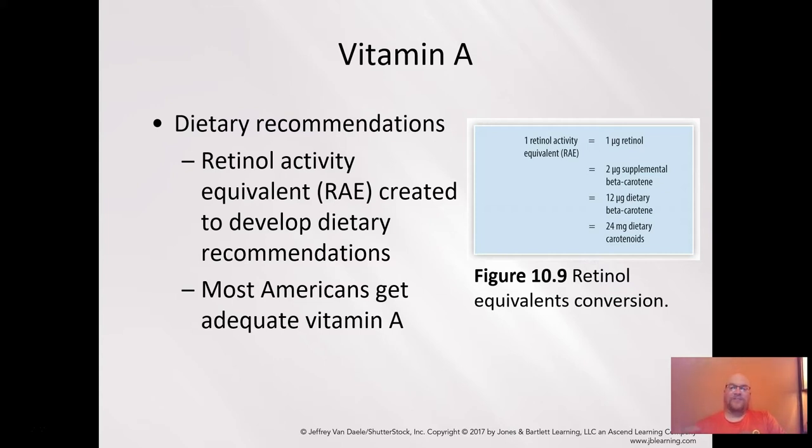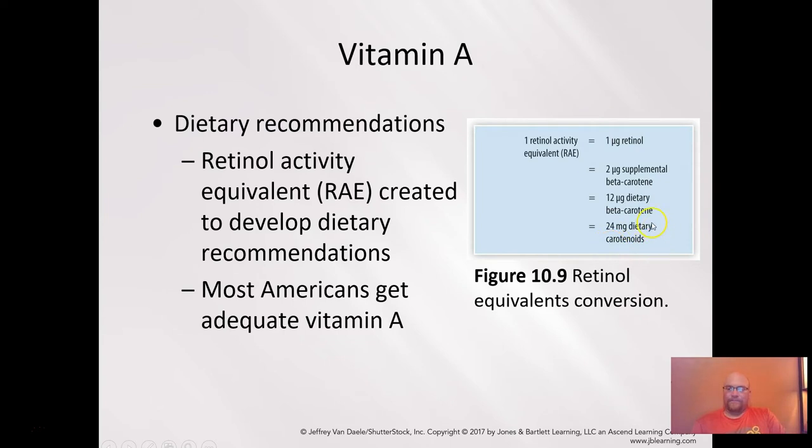The next one down there, it takes 12 micrograms of dietary beta carotene. Beta carotene would be like the oranges and the dark greens that you get in a lot of your vegetables. These are things that are going to break down into vitamin A as you digest them. So it takes 12 micrograms of this dietary beta carotene to equal the same amount of vitamin A, the same power, as what 1 microgram of retinol gives you. So it's 12 times as much.